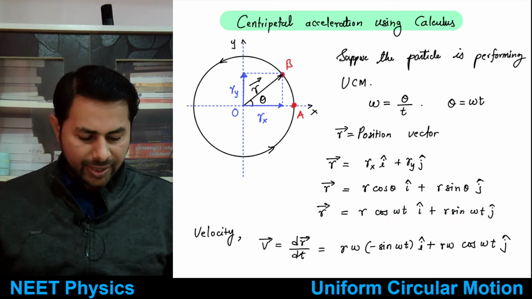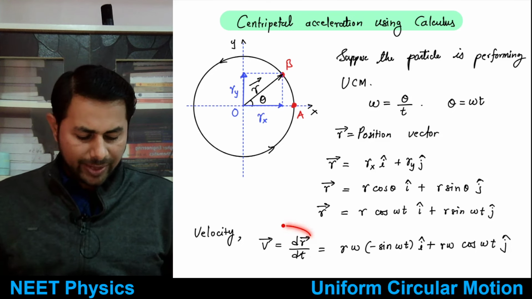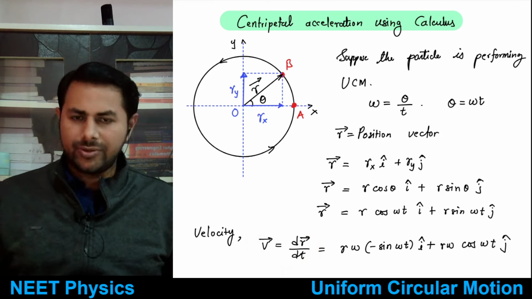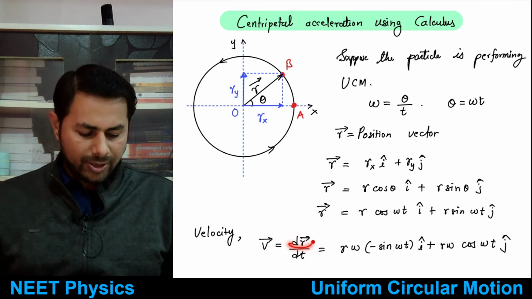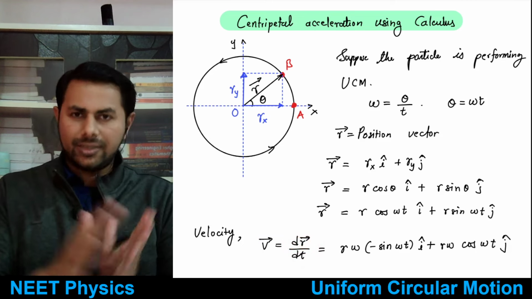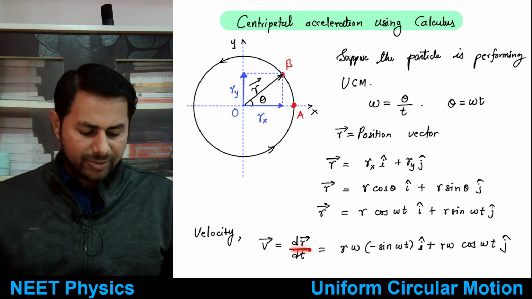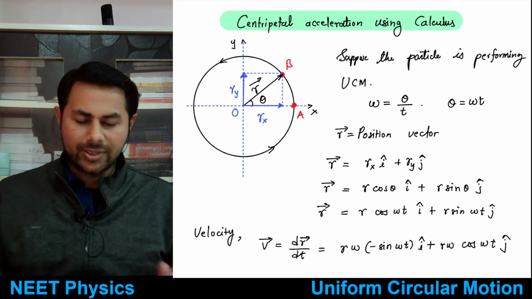So this is my position vector. Now I know change in position with respect to time is velocity. Rate of change of position with respect to time is velocity. So to find its velocity, I will just take the derivative of the position vector with respect to time. So dr, change in r, is the displacement, right? So displacement by time is velocity.